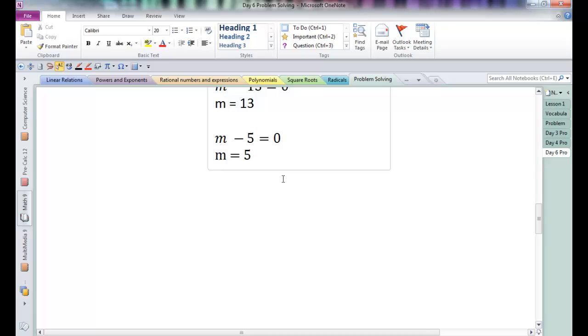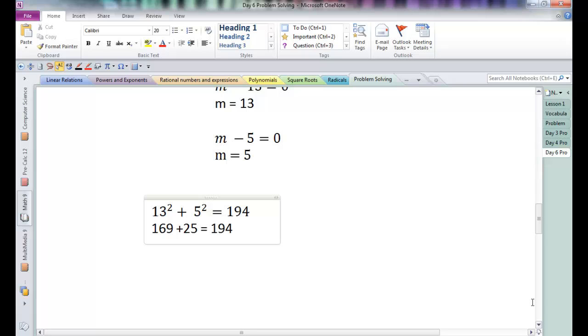And the sum of their squares is 194. Let's check that. That would be 13 squared plus 5 squared equals 194. And that would be 169 plus 25 would equal 194. And that is correct. And so we finish with a sentence answer. The two numbers are 13 and 5.